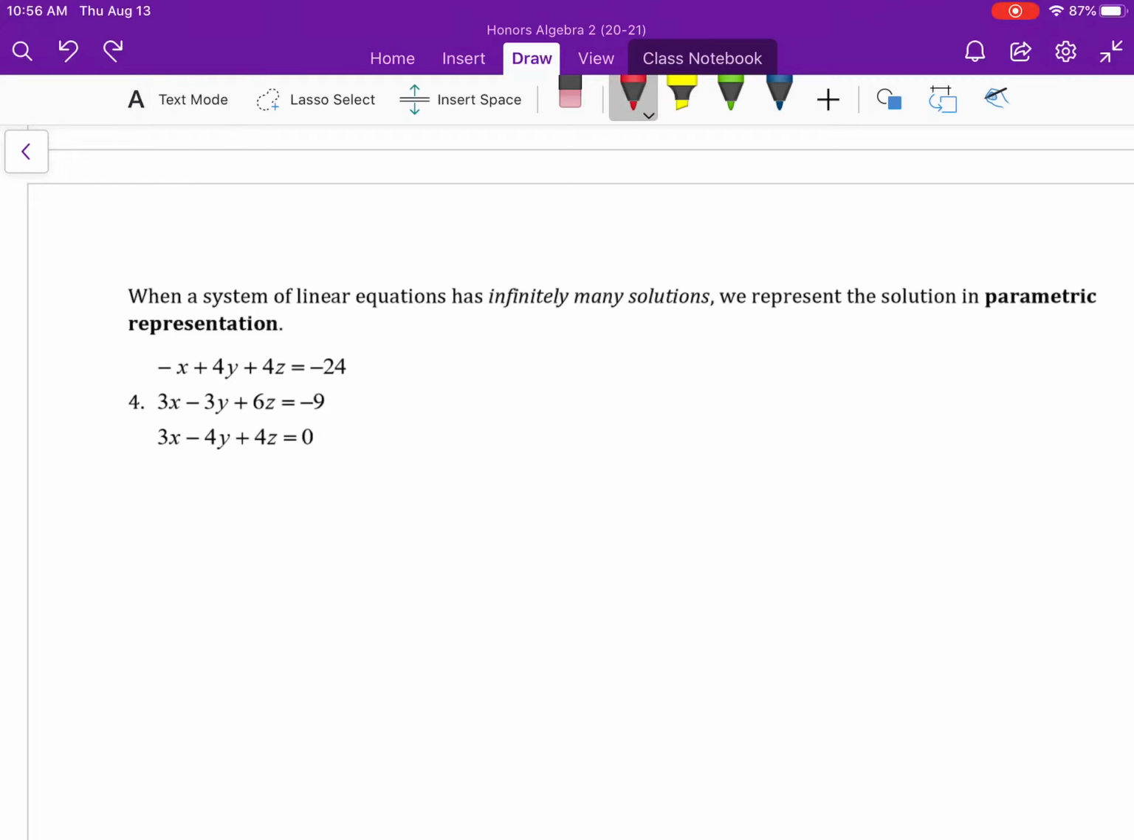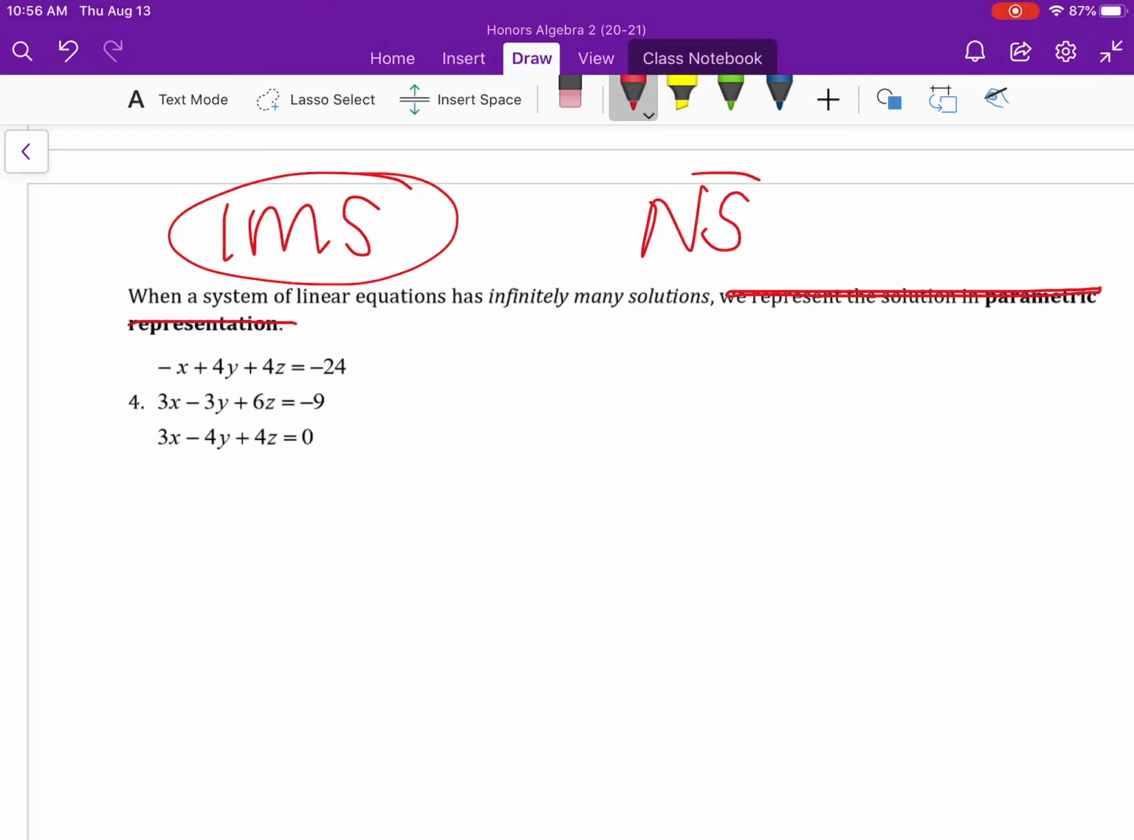All right, so in this second video on systems of three variables, we are actually not going to represent the solution in a parametric form. Just for the sake of time this year, we're not focusing on that. So basically, for these next couple examples, I'm going to show you situations where you might get infinitely many solutions and you might get no solutions. And I just want you to see how that might look when you're working through these problems.